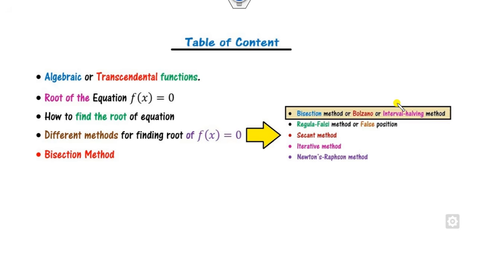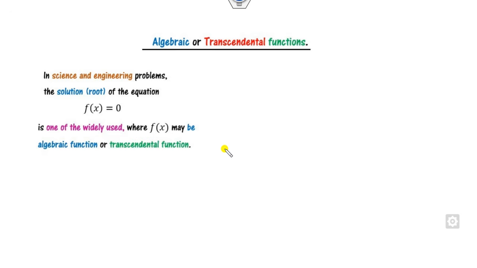So what is the table of contents? We will see firstly what the algebraic and transcendental functions and equations are. What is the root of an equation? What is the meaning of the root of the equation? How can we find the root of the equations? What are the various methods, as I mentioned here? And finally, we will describe the first method with the help of several examples.